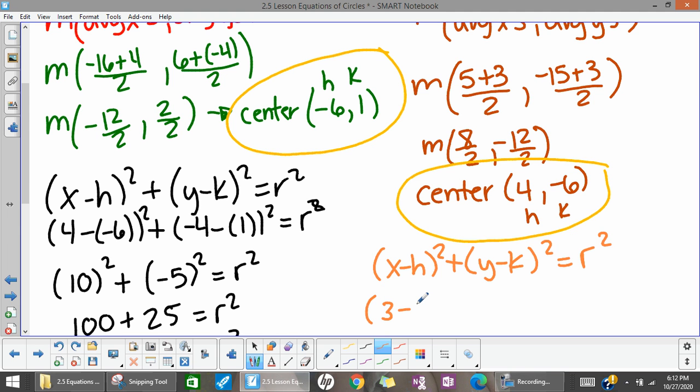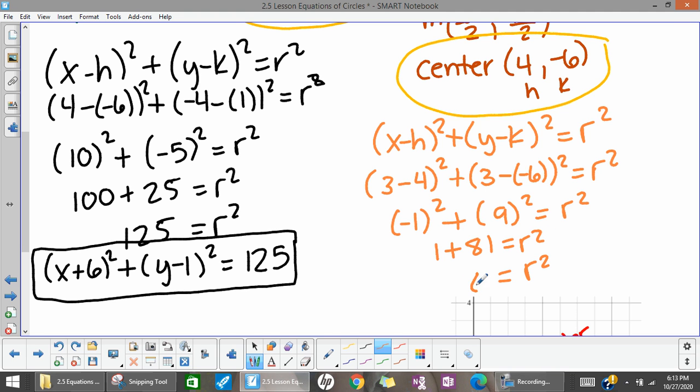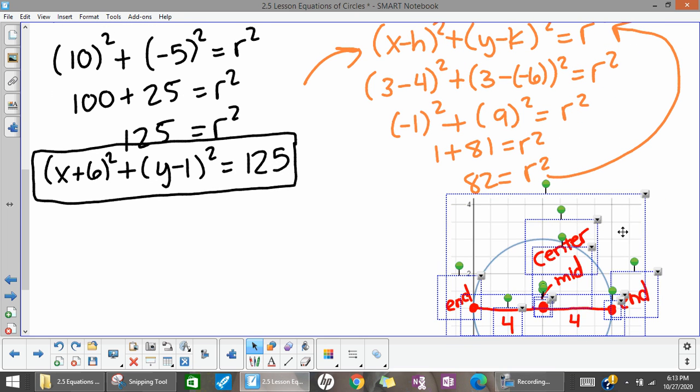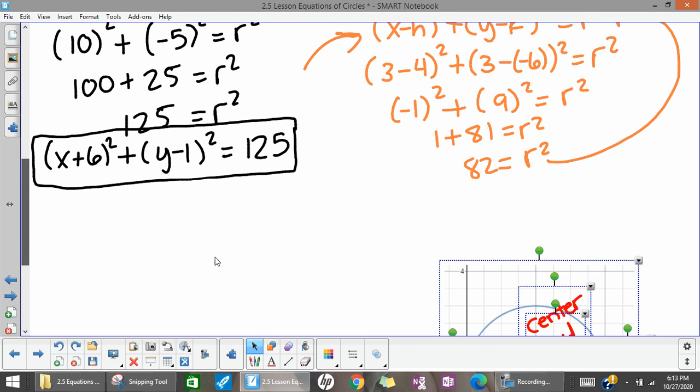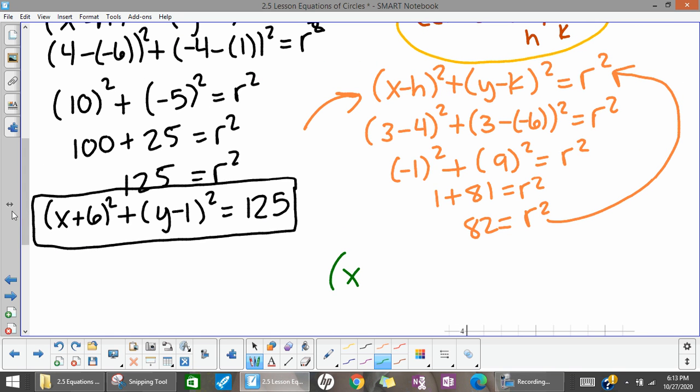So 3 for x minus h, which is 4. 3 for y minus k, which is -6. I get -1. I get 9. And so I get r squared to be 82. And then I finally just plug the center back into this equation. I plug r squared back into this equation, and I can have the equation of my circle just by knowing the endpoints of the diameter. And I know this is a lot of steps, and that might be the hardest part, is to just keep going through the steps.